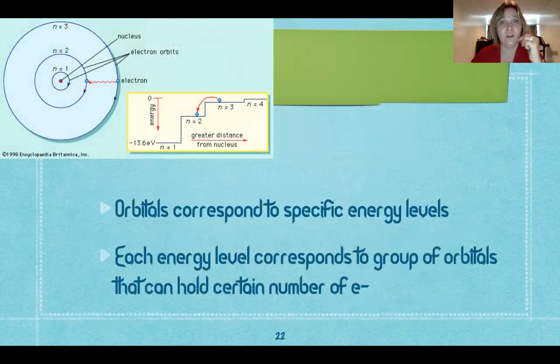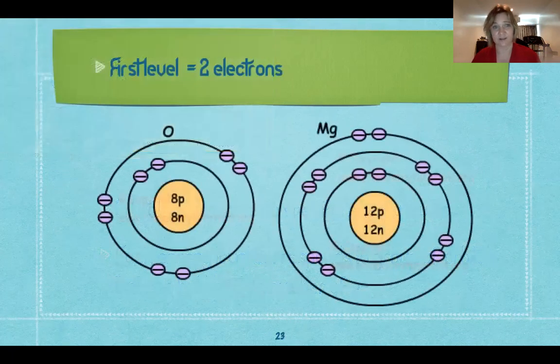These orbitals correspond to specific energy levels. Each energy level corresponds to a group of orbitals that can hold a certain number of electrons. So as you move away from the nucleus, you're going to add more orbitals, more possible locations where electrons are, and they're going to have more and more electrons. For example, level 1 can hold only 2 electrons. No matter what the element is, here we have oxygen, here we have magnesium, the first level can hold only 2 electrons.